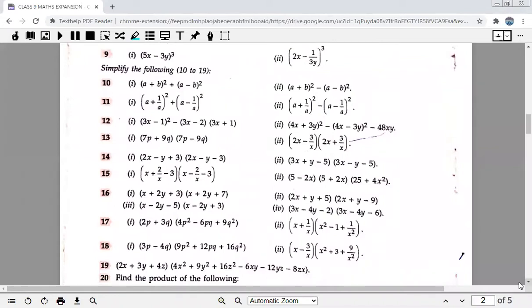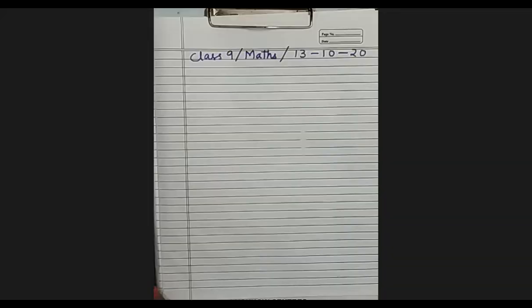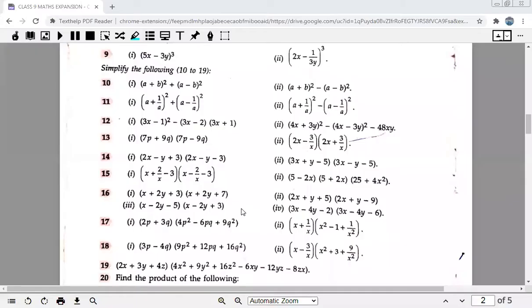Now today we will see from question number 10 to question number 20 onwards. Question number 10 onwards you can see. It's clear? So here there are some special products. For example, you can see question number 17.